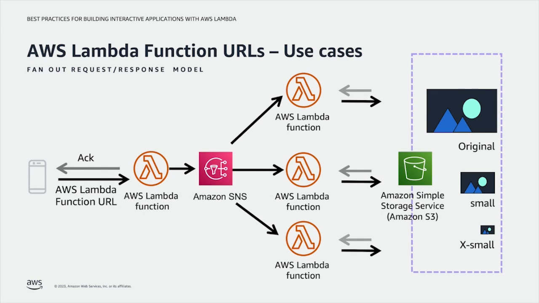I can also use something like the fan out request response model, where I can send in an invocation to Lambda using function URLs, send an acknowledgement back of that request, and then send that downstream to an SNS topic, which allows me to fan out to multiple other Lambda functions. So this would enable me to do something like resize an image concurrently to multiple different sizes.